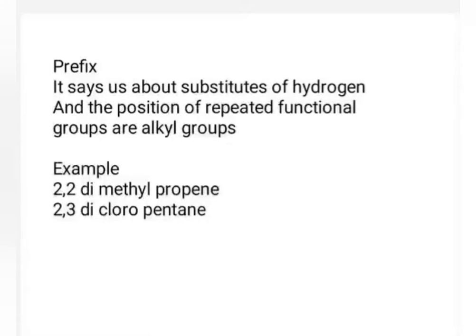Here we can see example 2, 2 dimethylpropene. Let me draw the structure of 2, 2 dimethylpropene. Friends, prop means it has root word prop. For root word prop we have 3 carbon atoms and one double bond, and here it said the 2, 2 dimethyl.